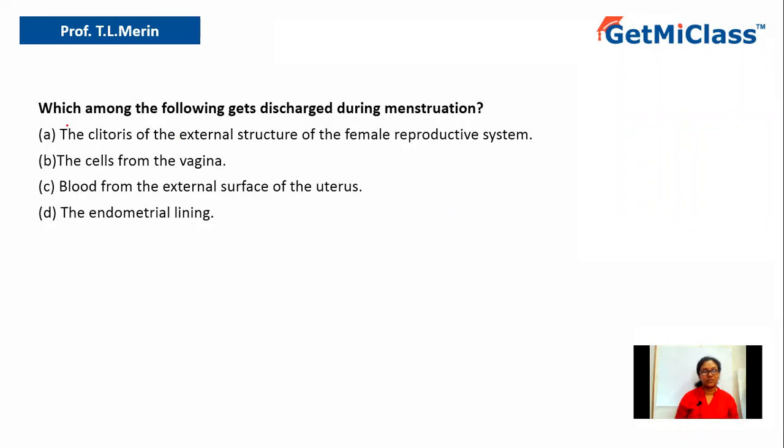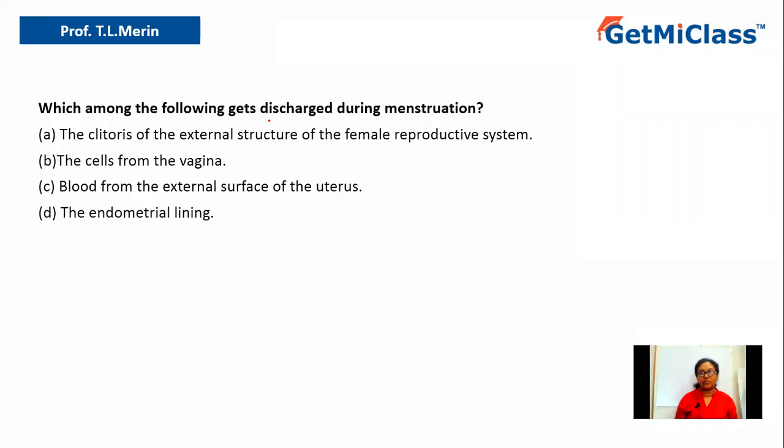Today we are going to solve this question which says, which among the following gets discharged during menstruation? Option A, the clitoris of external structure of the female reproductive system. Option B, the cells from vagina. Option C, blood from external surface of the uterus. Option D, endometrial lining. So let us understand the question.